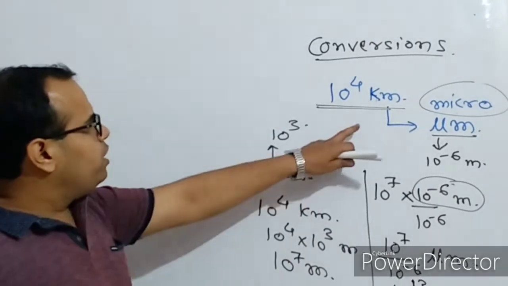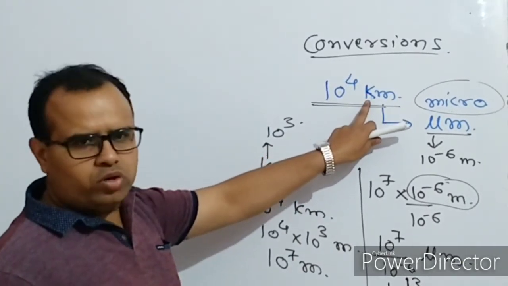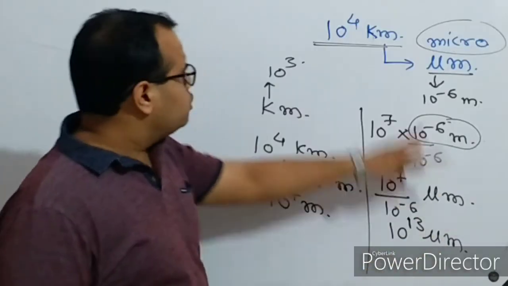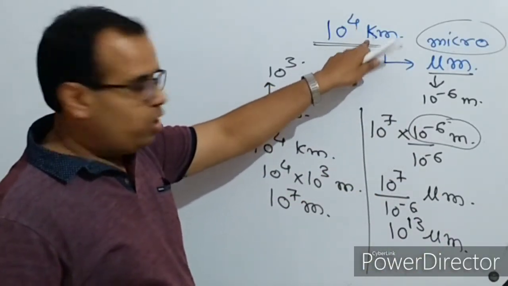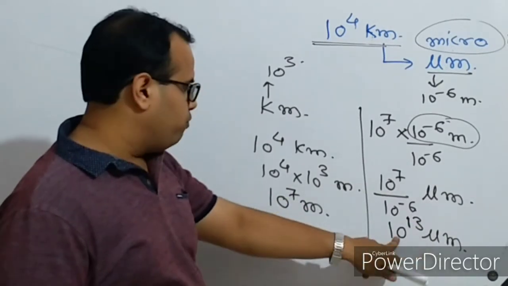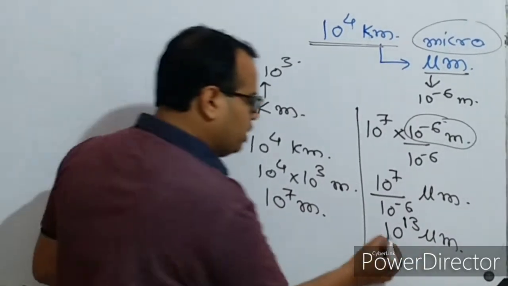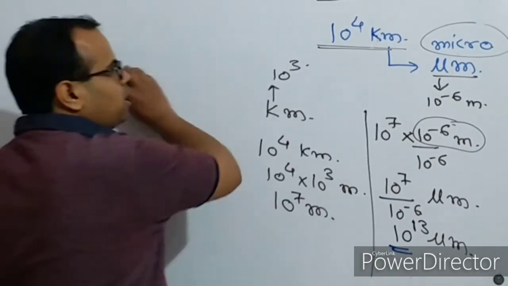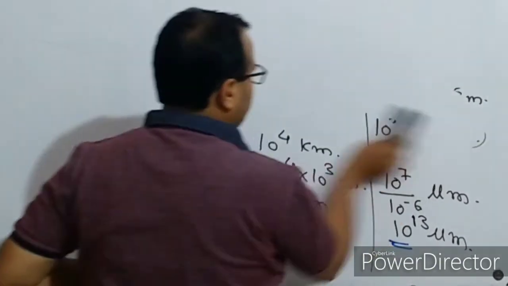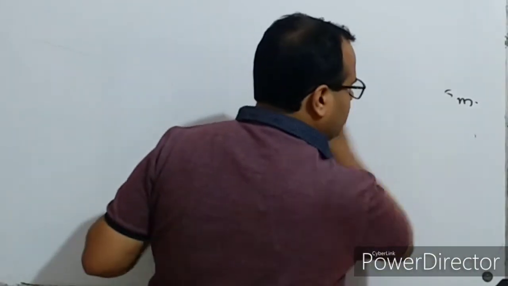Okay, so here what we did, we converted a bigger unit into a smaller unit. So definitely the value will increase. When you convert a bigger unit, kilo, into a smaller unit, micro, the numeral value will increase. Okay, let us do the reverse of it. Let us convert now a smaller unit into a bigger unit.